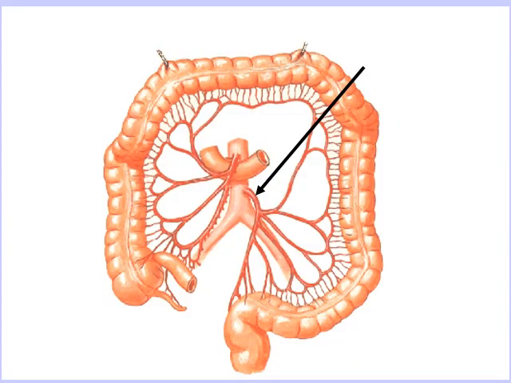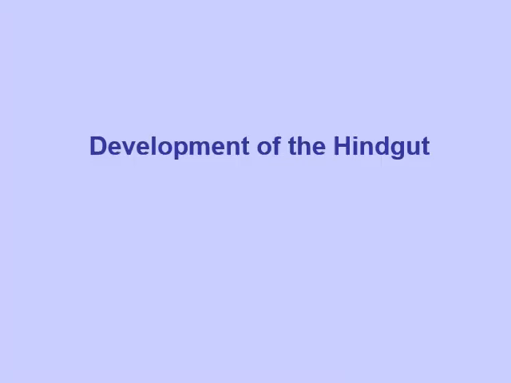Blood supply of the hindgut is through the inferior mesenteric artery, as we said in the very first picture. The blood supply to the foregut is celiac, the blood supply to the midgut is superior mesenteric, and the blood supply to the remaining part or derivative of the hindgut is derived from the inferior mesenteric artery.